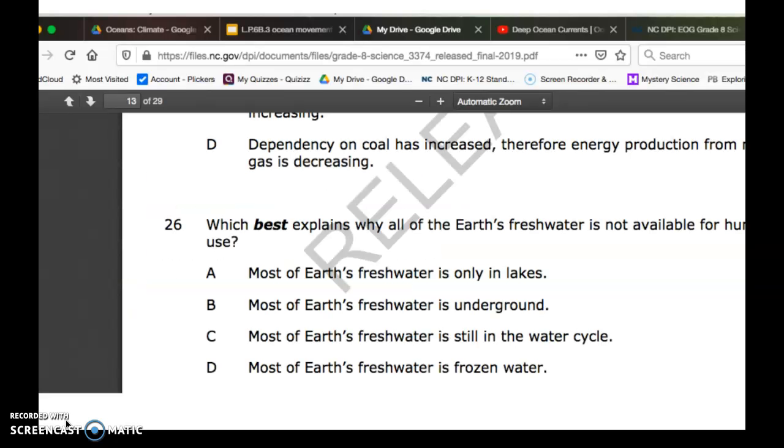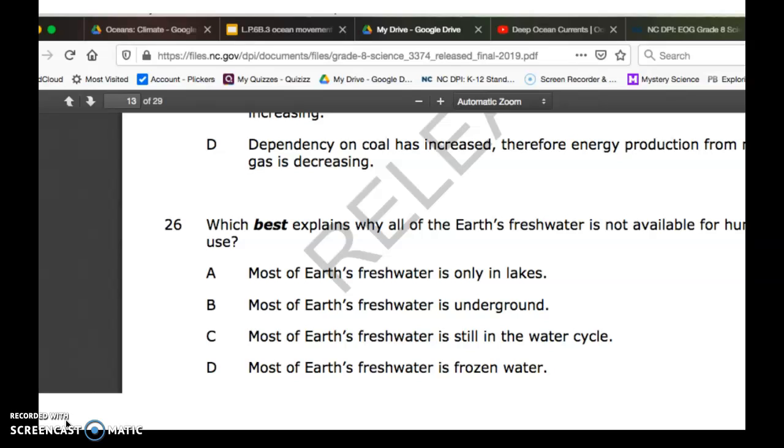Another one. So this one says, what best explains why all of the Earth's water is not available for human use? We've got A, most of Earth's fresh water is only in lakes. B, most of Earth's fresh water is underground. That's not true. And also we know that lakes and rivers only comprise about 1% of the available fresh water. Underground, we know that that's about 30% of the fresh water.